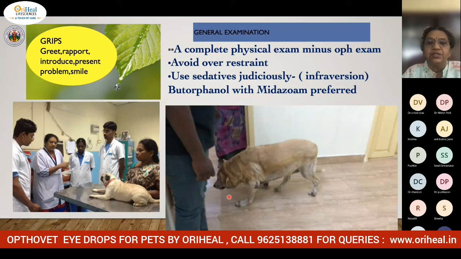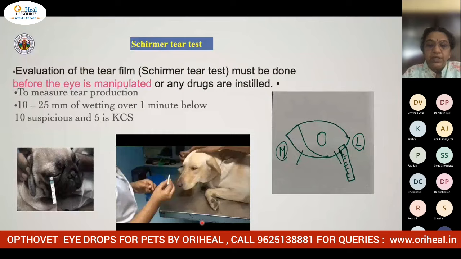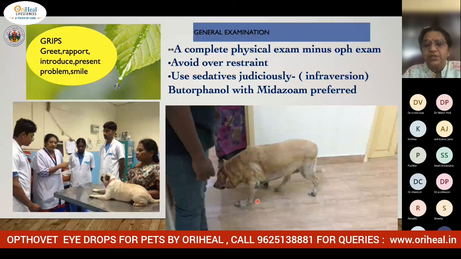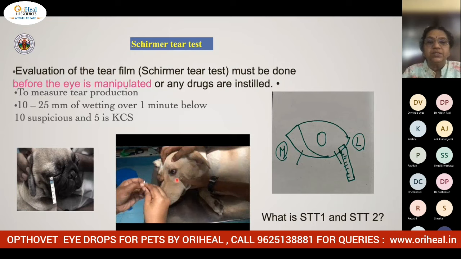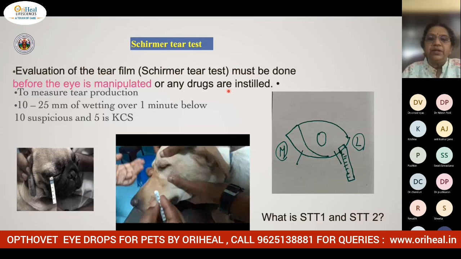So before the initial examination, first what you can do, you can actually make the animal move in the surroundings, in the hospital surroundings, and then check for the vision status. Whether the animal is able to negotiate the objects. So this is the first test you have to perform. This test has to be done before the eye is manipulated. That is very important. Or any drugs are instilled into the eye.